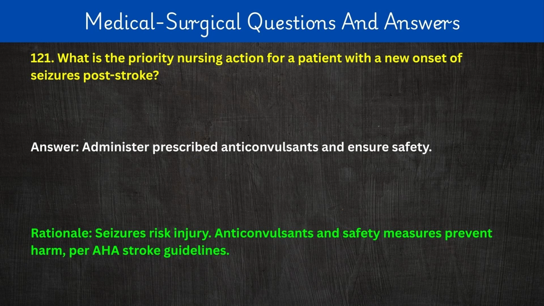121. What is the priority nursing action for a patient with a new onset of seizures post-stroke? Answer: administer prescribed anticonvulsants and ensure safety. Rationale: seizures risk injury. Anticonvulsants and safety measures prevent harm, per AHA stroke guidelines.